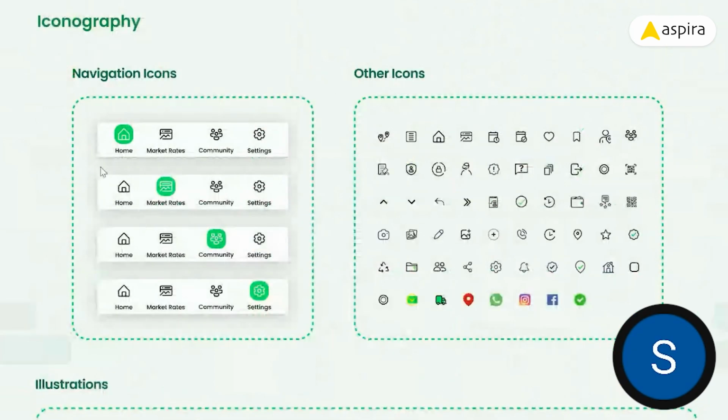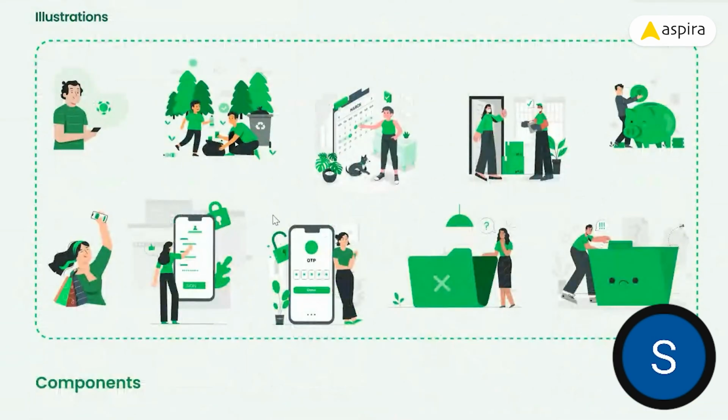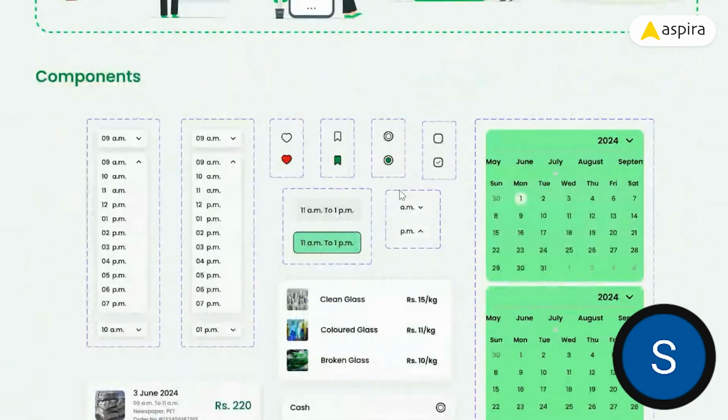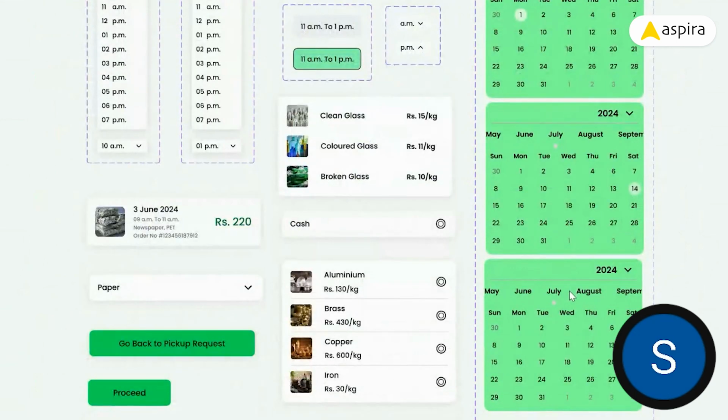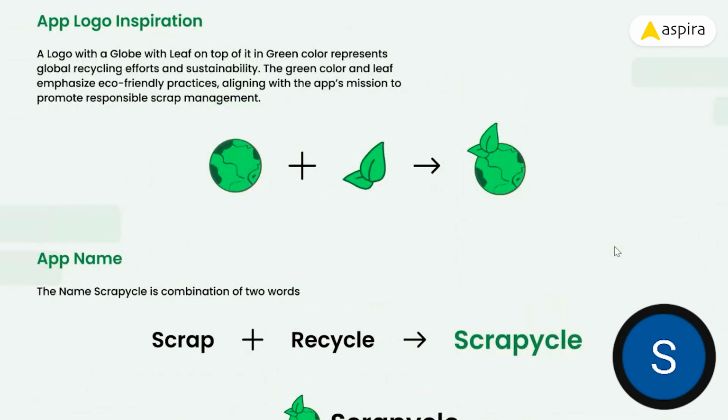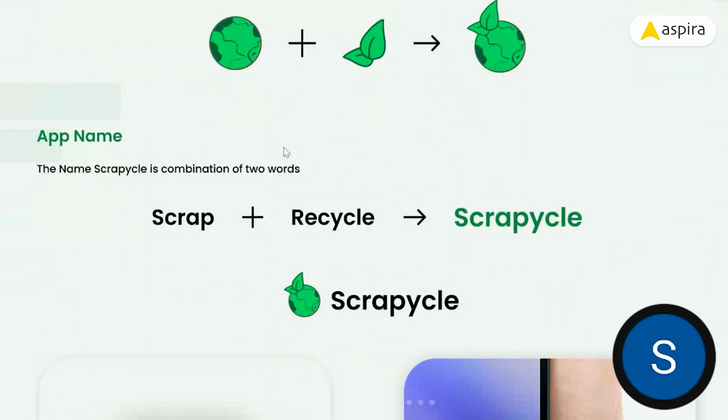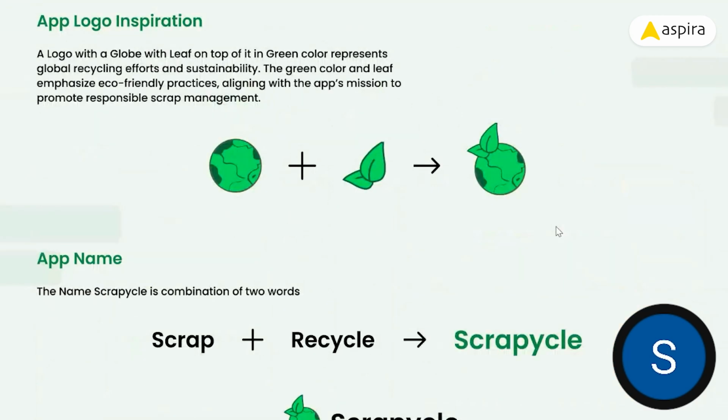And this is the iconography, these are the icons and illustrations I have used in my UI design, and these are the components I have used in my UI design. The app logo inspiration is basically a combination of two images, a globe and two leaves, and combining them provides my app logo, which represents the global recycling effort. The app name is a combination of two words, scrap and recycle, to get the word Scrapycle. And this is all about my logo and name.